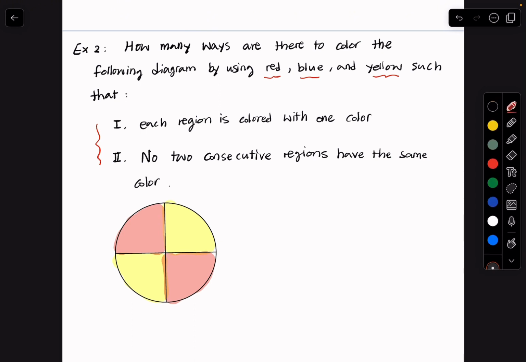Someone else might also want to argue that the question says I'm going to use red, blue, and yellow, but where is the blue in my picture? I want to say that for this question, this is allowed, because the question never says that I have to use all three colors. So if I just use two of them, that's fine. Okay, so how many ways are there for us to color this diagram?